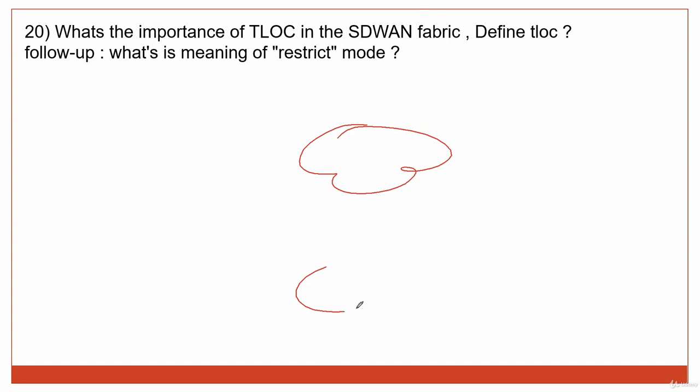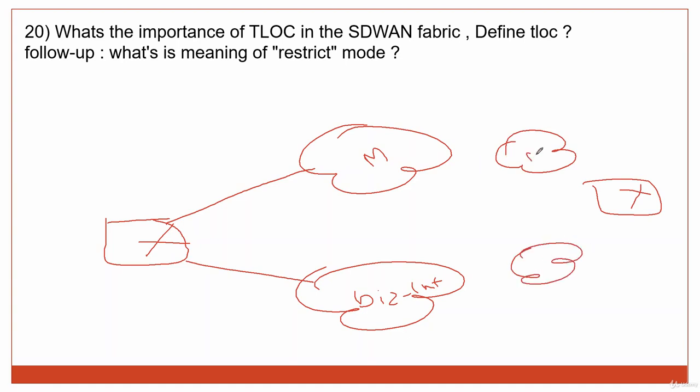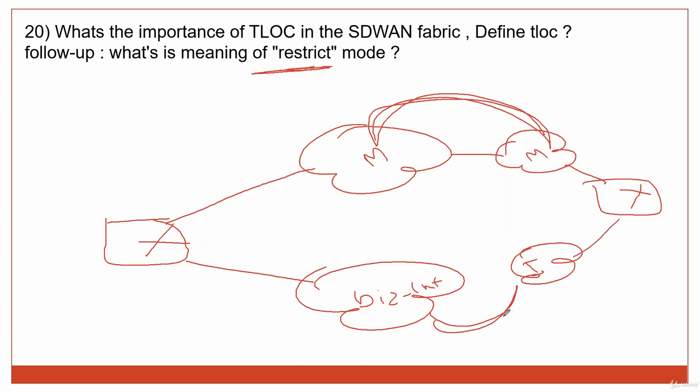To answer that, suppose you have your VS device and you have two different colors, color MPLS and color internet, and the other side also has MPLS and, for example, internet. Now if you make this mode restrict, MPLS will form the IPsec only with MPLS, and the same is the case with the internet, which will form the IPsec tunnel only with internet.